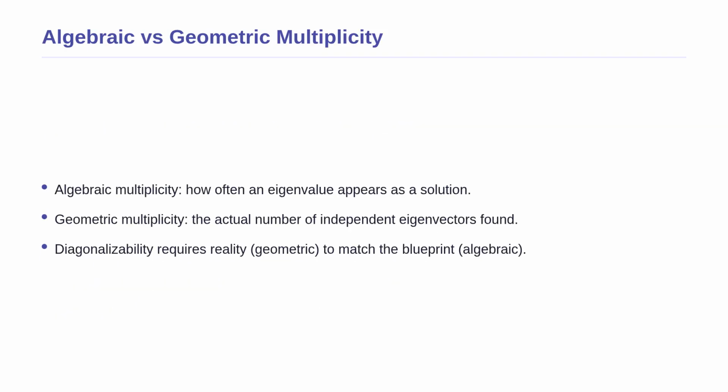Before we calculate anything, how do we know if we will have enough eigenvectors to build that matrix P? We look at two concepts, algebraic and geometric multiplicity. Algebraic multiplicity is how many times a specific eigenvalue appears as a solution in our math equations. Think of it as a blueprint, saying a house should have 3 bedrooms. Geometric multiplicity is the actual number of physical independent eigenvectors we can find. For a matrix to be diagonalizable, the built reality must perfectly match the blueprint. The geometric multiplicity must exactly equal the algebraic multiplicity for every single eigenvalue.